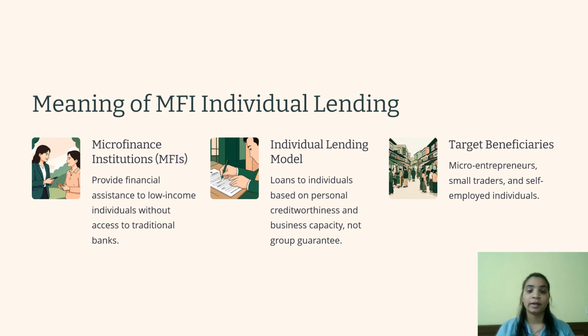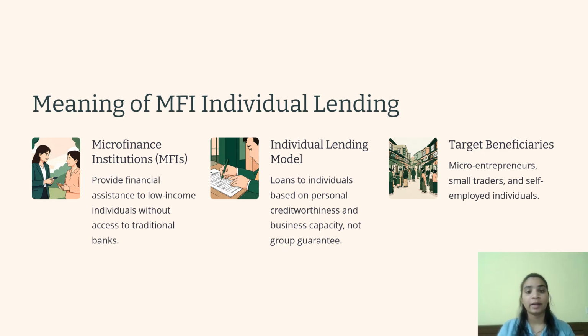So, under the individual lending model, loans are provided to individuals based on their personal creditworthiness and business performance rather than relying on group guarantees. This model is particularly useful for borrowers who are capable of managing loans independently and have a stable source of income through small businesses or self-employment activities.